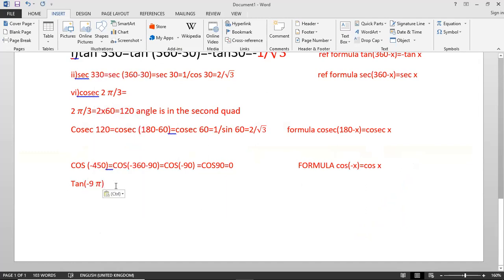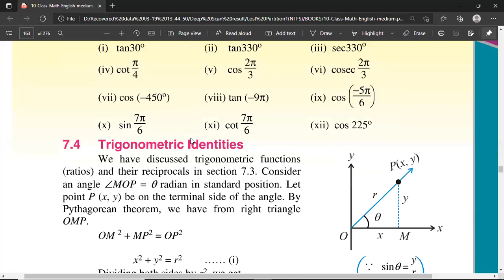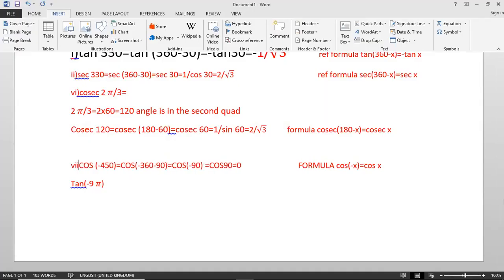So once again, this was part number 6, and this was part number 7. We have just finished part number 7, and now we are working on part number 8. We are going to find tan minus 9 pi. So minus 9 pi will be adjusted like this.